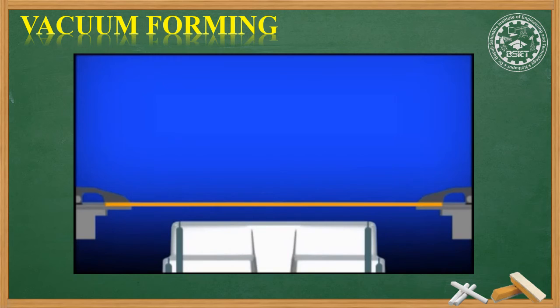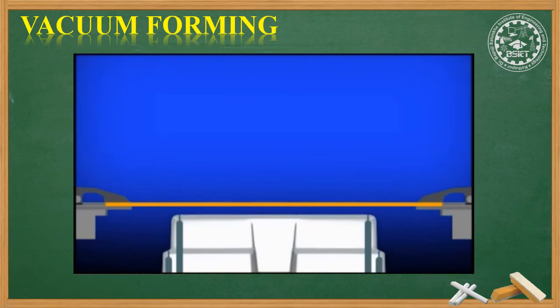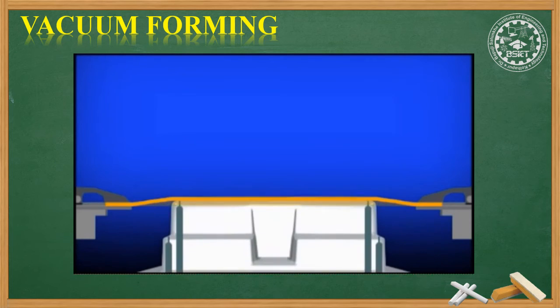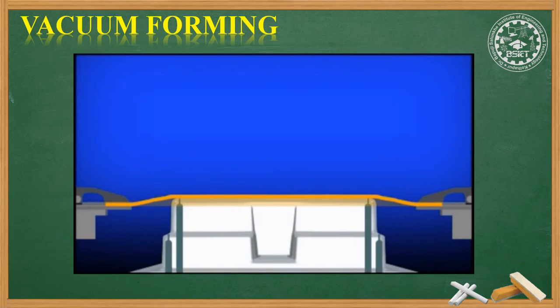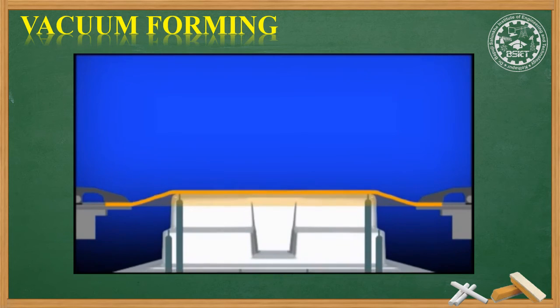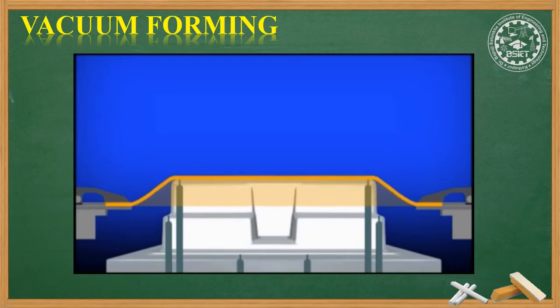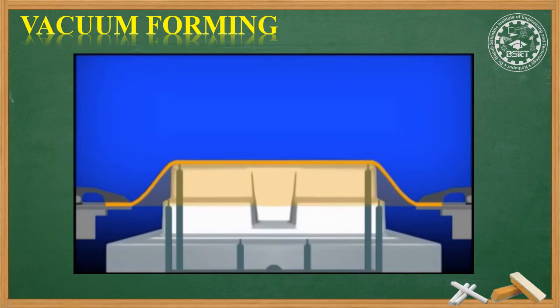If we form the part on a male mold, the mold moves up to the heated sheet. The plastic first touches the metal at the projection, and this plastic is held there and begins cooling. The rest of the sheet thins as it is stretched to the flanged region.